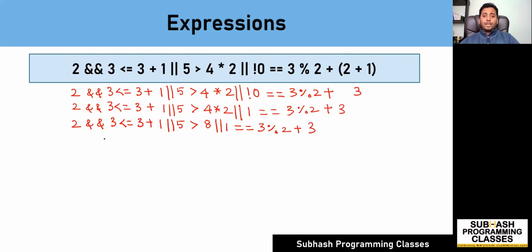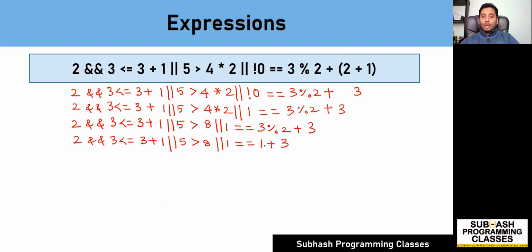Now let us see if we have completed all the arithmetic operators. As we can see, we have arithmetic operator 1, another arithmetic operator 2, and a third, so in total we have 3 arithmetic operators, but the high priority operator is modulo, so we will have to evaluate modulo before plus. So let me evaluate this. 2 logical and 3 less than or equal to 3 plus 1 or with 5 greater than 8 or with 1 equal to 3 modulo 2 will give me the remainder as 1, and then plus 3.